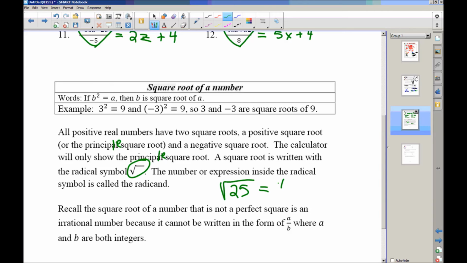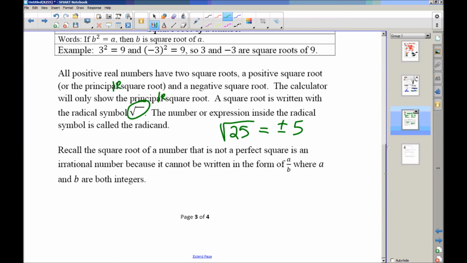And this guy has 2 answers. It's +5, and it's also -5. Now, when we write our answers, unless I'm asking you otherwise, we're really just going to use the principal square root, the one the calculator tells you. Okay, so recall, the square root of a number that is not a perfect square is an irrational number because it cannot be written in the form of a over b. So this guy turns into a +5 because it's a perfect square here.